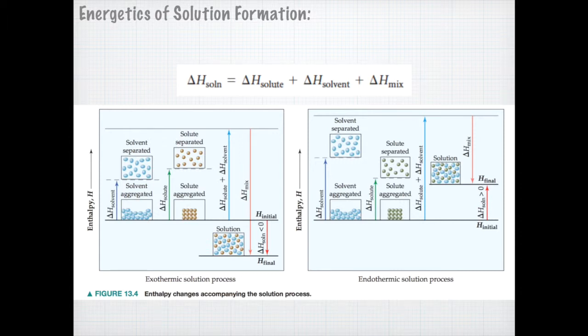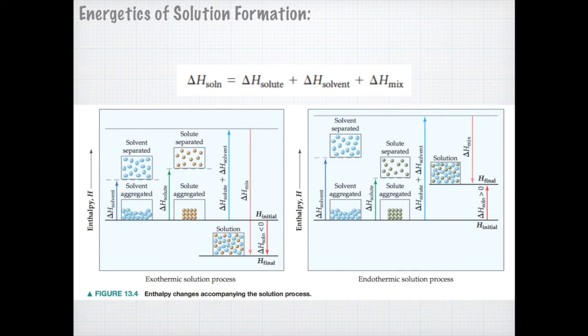So what this diagram on the left-hand side shows you is that since the enthalpy of solute plus the enthalpy of solvent is less than the enthalpy of mixture, the heat of solution is going to be less than 0, meaning that it's an exothermic process. If the heat of solution is negative, then the mixture is going to be a spontaneous process.